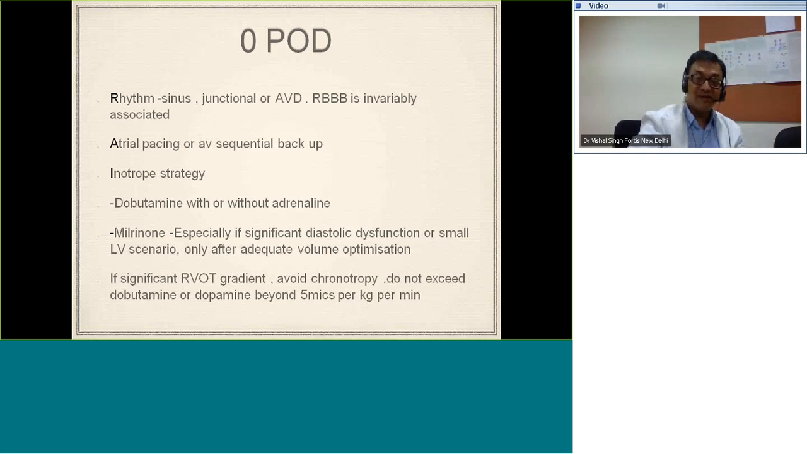If you have a case with a significant RVOT gradient, especially after VSD-only surgery, always avoid chronotropy. You are not supposed to exceed dobutamine or dopamine beyond 5 mics in such patients, because a high heart rate will actually lead to a total cessation and blockage of the RV outflow because of the contractility at high rate, and you will precipitate a low output status by giving an agent like dopamine, dobutamine, or adrenaline at a higher level.